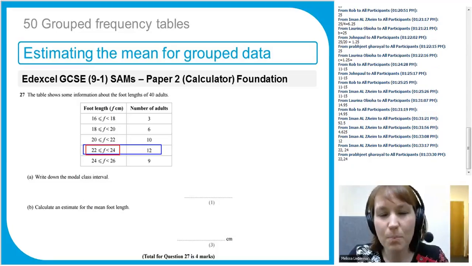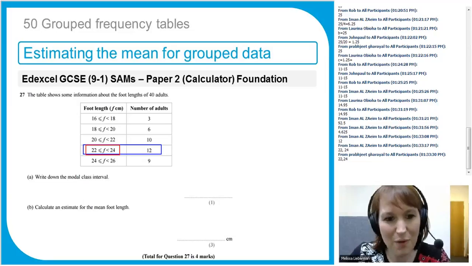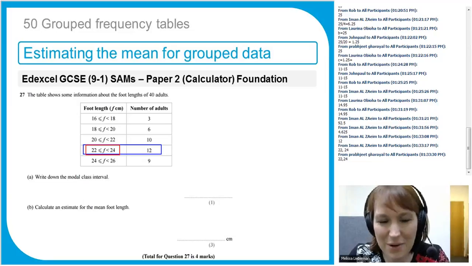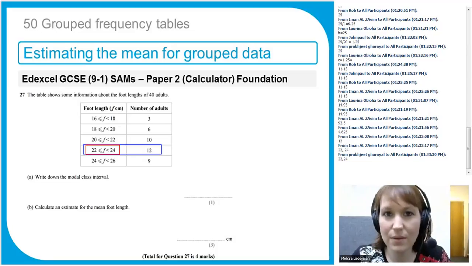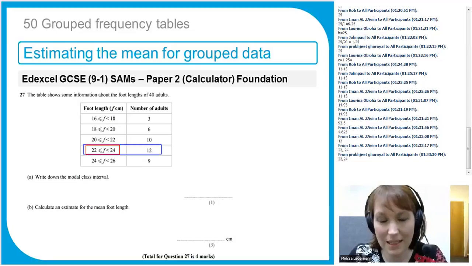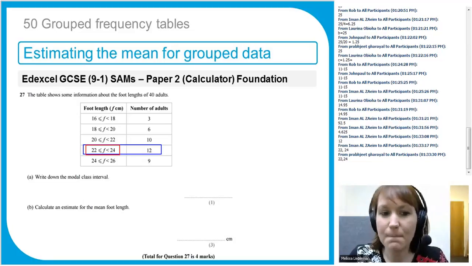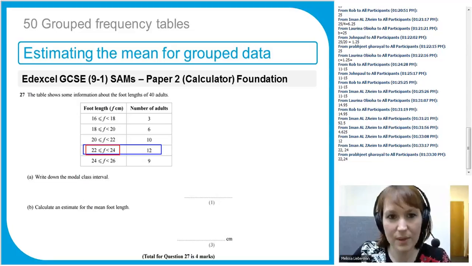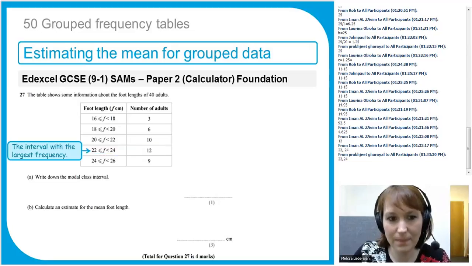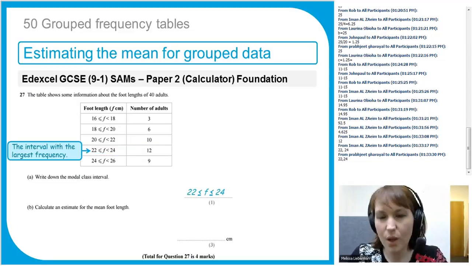So the modal class interval is between 22 and 24. Okay, very, very common mistake. I think 3 or 4 people have made the exact same mistake, so please learn from this and know that it's not the frequency that you need to put in for the modal class interval, it's the class interval. Remember, this range of values is called a class interval. Perfect. So the actual answer is between 22 and 24, and that's the number that you need to write on the answer line. Okay, 1 mark for that.